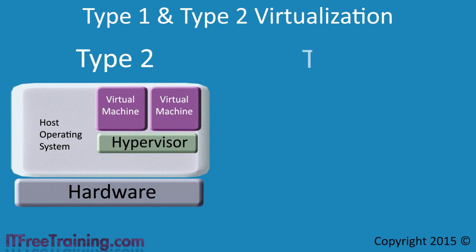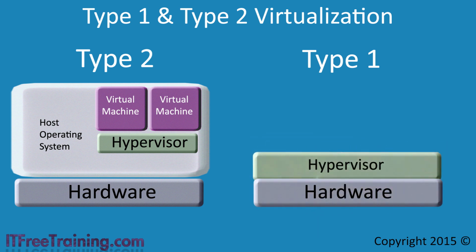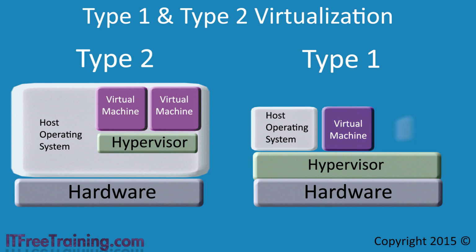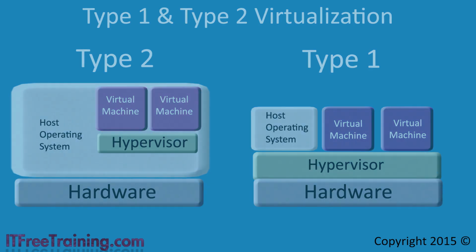Type 1, in contrast, works like this. On the hardware layer, the hypervisor is installed on top. The difference with Type 1 is that the operating system runs on top of the hypervisor. If any virtual machines are installed, they also run through the hypervisor. Type 1 virtualization offers better performance than Type 2. However, often Type 1 will require certain hardware features. For example, it may require virtualization to be supported in the CPU and be enabled in the BIOS.